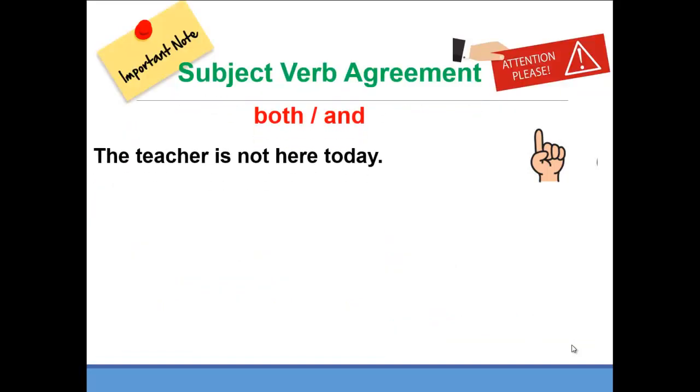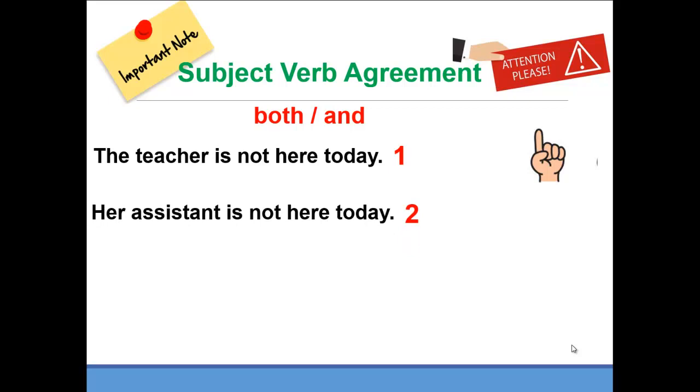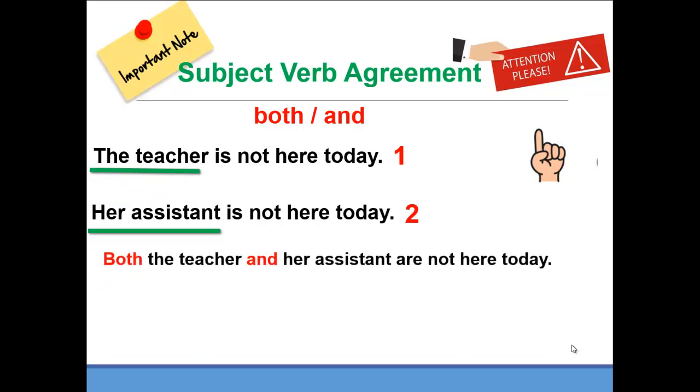the teacher is not here today. Her assistant is not here today. Let's use the conjunctions both and. What parts of the sentence need to be connected? The teacher and her assistant. Both the teacher and her assistant are not here today.